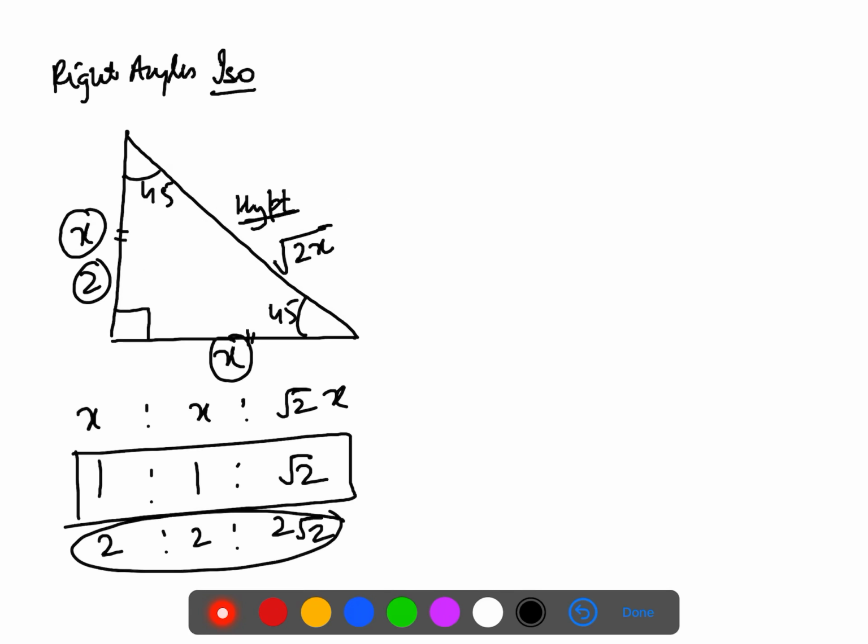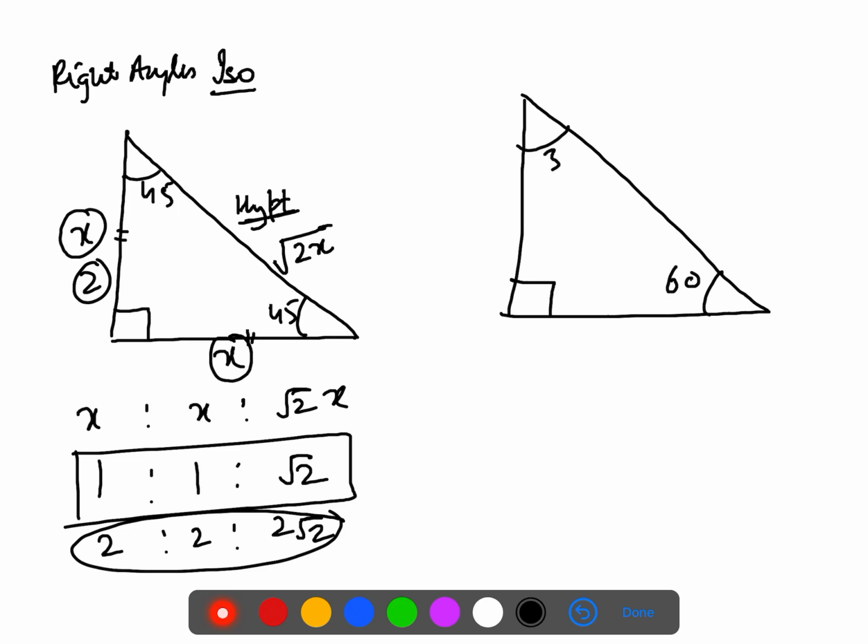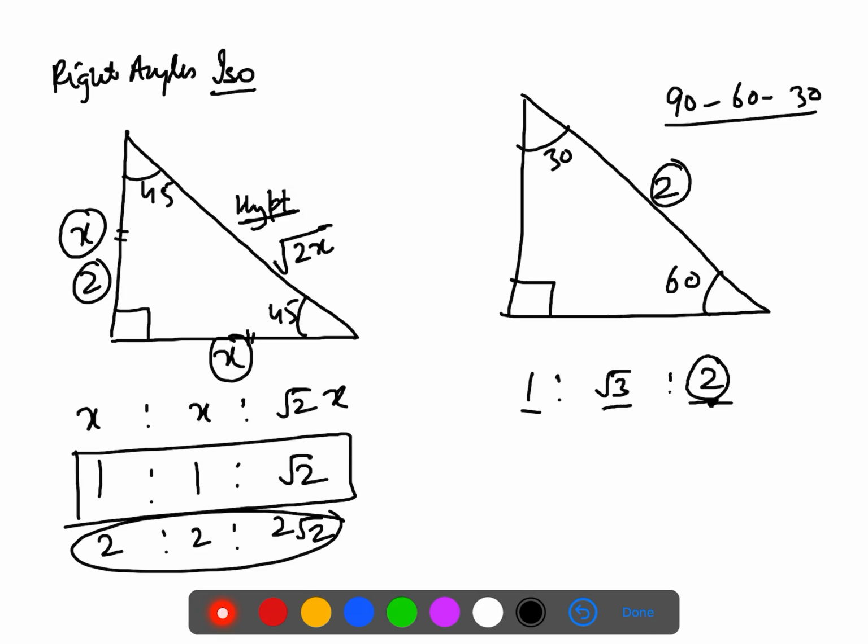There's one more that we need to do, which is 90, 60, 30. Now, when all the three angles are different, obviously all three sides will also be different. So the ratio in this case is 1 is to root 3 is to 2. Now we just need to know which side would be 1, root 3 or 2. Now if you see in this ratio, 2 is the largest value, so 2 must represent the hypotenuse. Out of 1 and root 3, root 3 is bigger, so that must be opposite to the bigger angle. 1 is smaller, that must be opposite to the smaller angle. That's how the values will be placed.